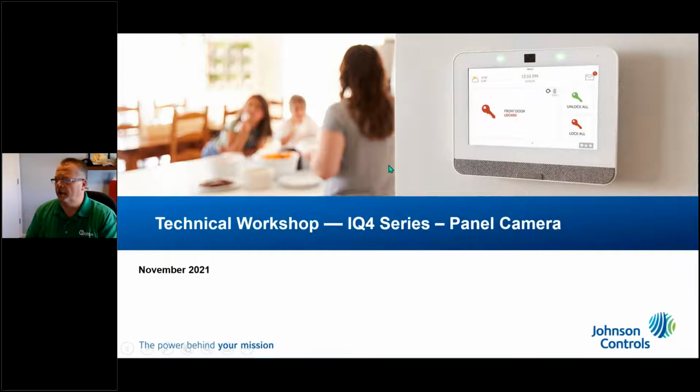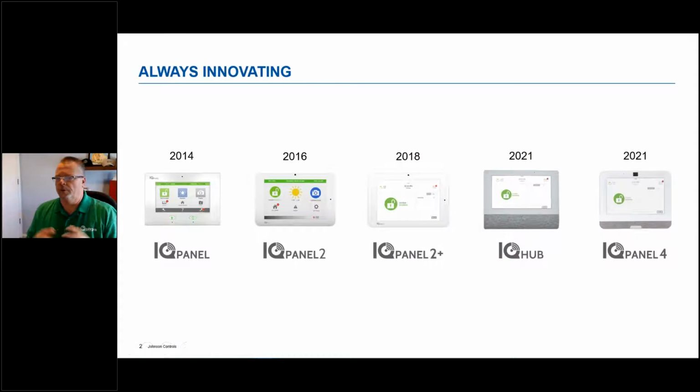All right. So welcome to episode 3 of season 3 of technical workshops. This is the IQ4 series, and we're going to be talking about the new panel camera on the IQ Panel 4. We're always innovating. If we start back in 2014 with IQ Panel 1, and look at the progression through IQ Panel 2 in 2016 and IQ Panel 2 Plus in 2018, and now two new panels for 2021: the IQ Hub and the IQ Panel 4.